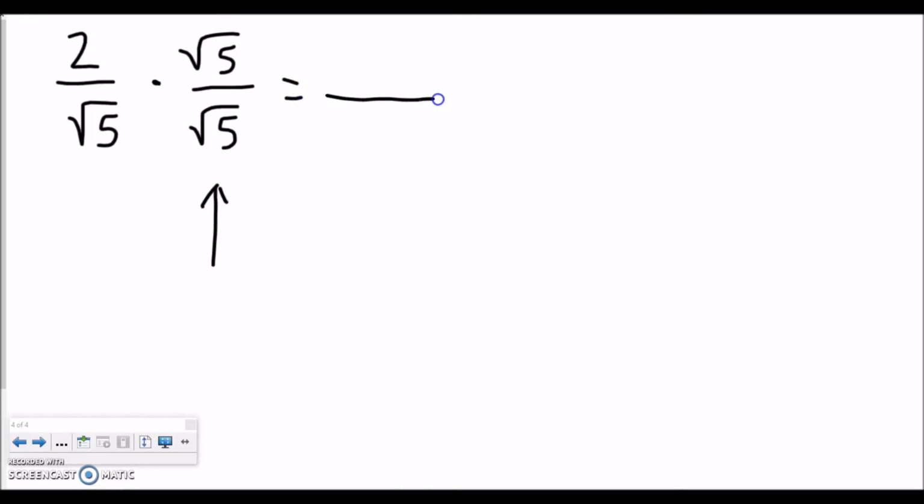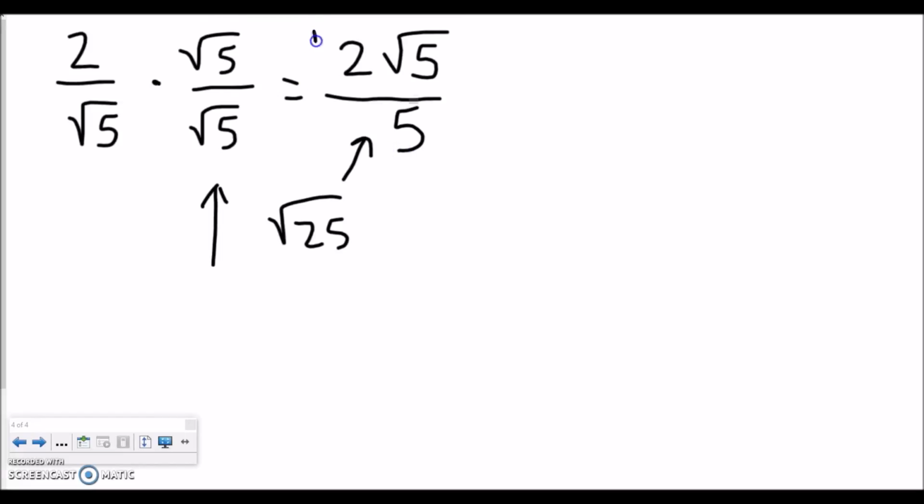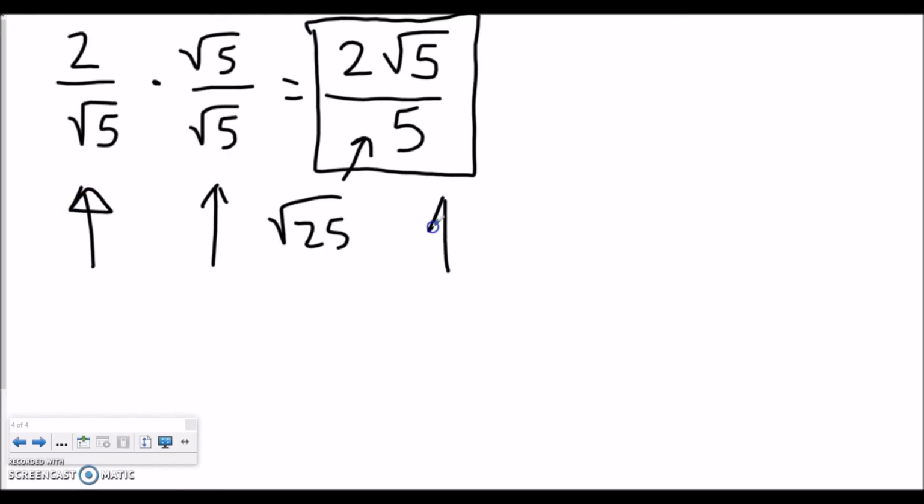When we multiply fractions, we multiply straight across. 2 times the square root of 5 is 2, keep it outside, square root of 5. The square root of 5 times the square root of 5, well, that's the square root of 25, which is just 5. And just like that, we eliminated the square root from our denominator. And if we put either the first fraction or our final answer into a calculator, we would get the same decimal answer. So we have now simplified that fraction.